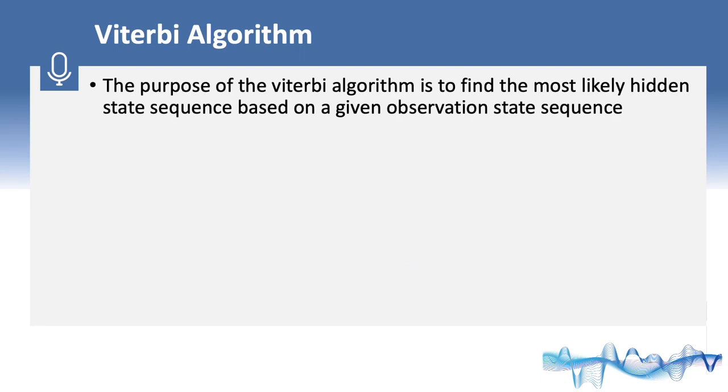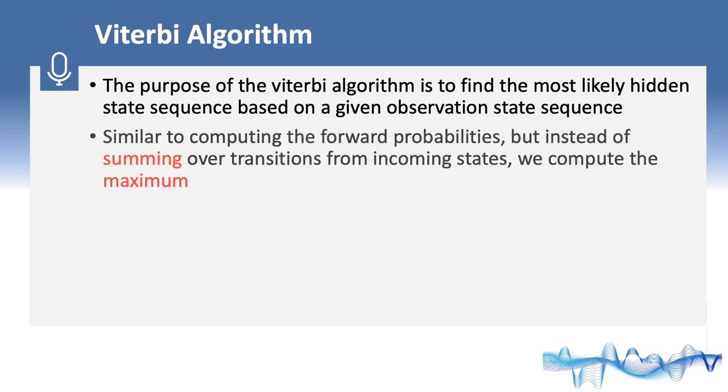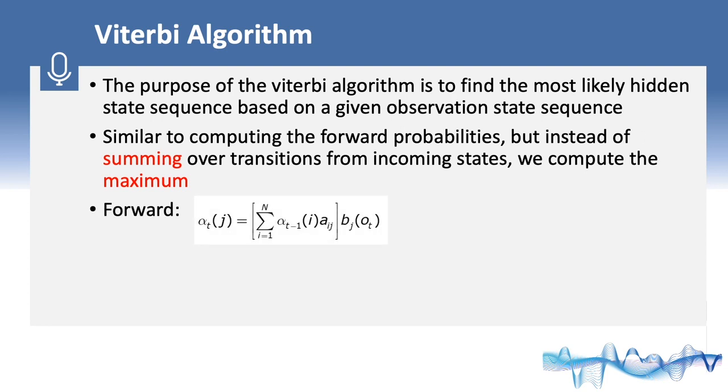The purpose of the Viterbi algorithm is to find the most likely hidden state sequence based on the given observation sequence. Similar to computing the forward probabilities, but instead of summing over transitions from incoming states, we compute the maximum.